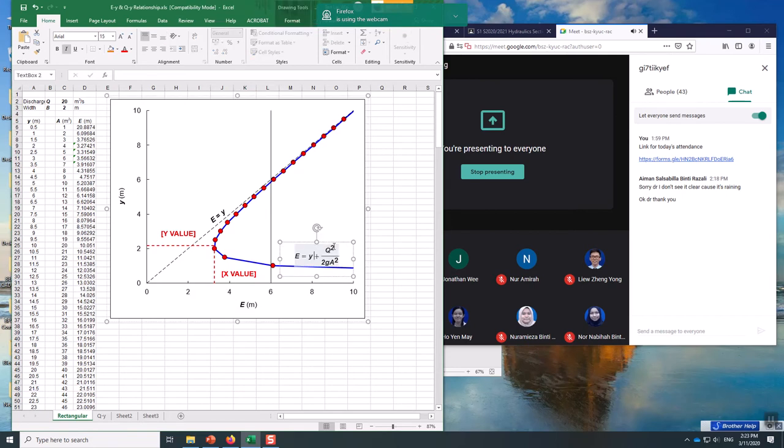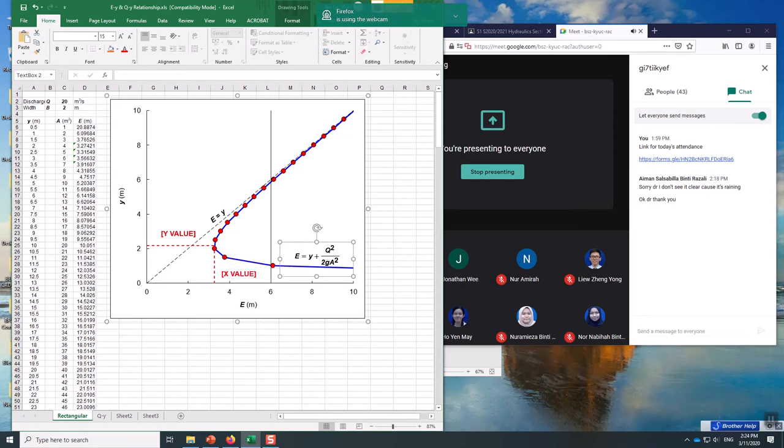Because if I were to solve this expression here, if I have E, I have constant Q, G is constant, and I have constant B, so I'm solving for Y, I actually have two values of Y, where one value would give me a Y smaller than critical depth, and the other Y will be higher than my critical depth, which is the subcritical depth. So except for E minimum, the other E will give you two depths.